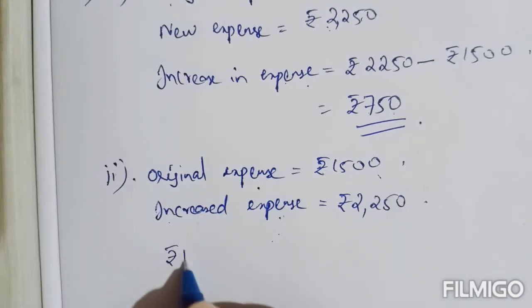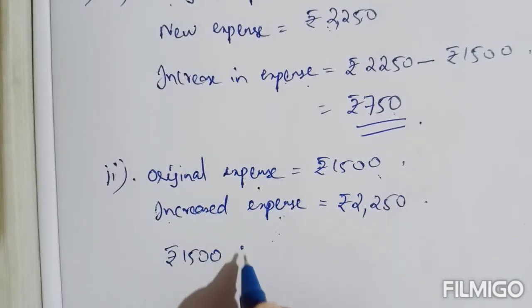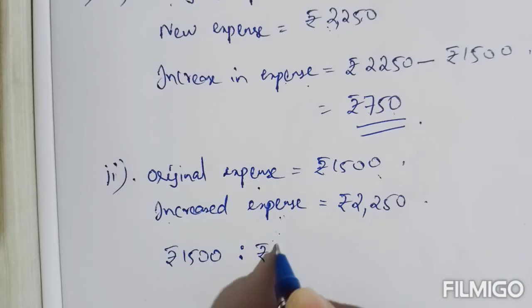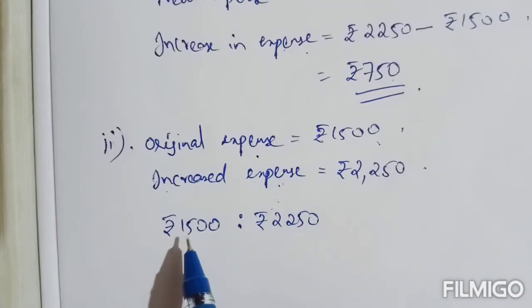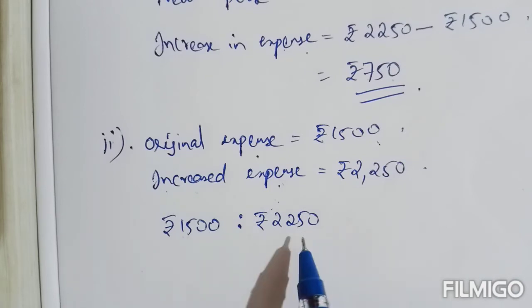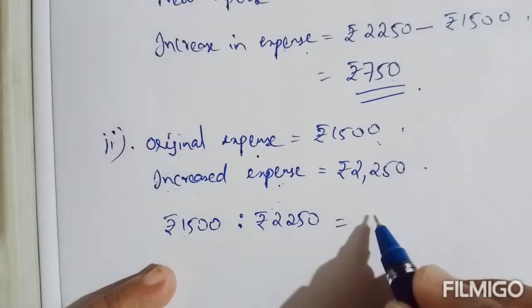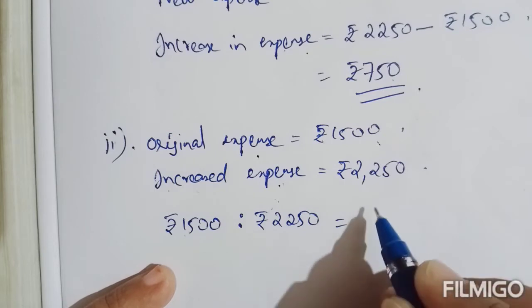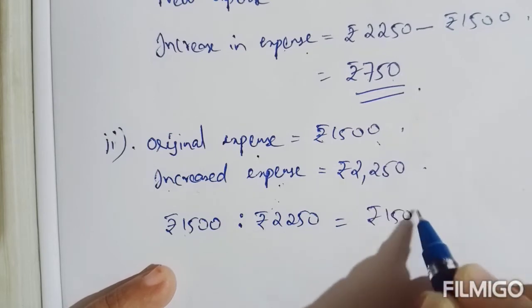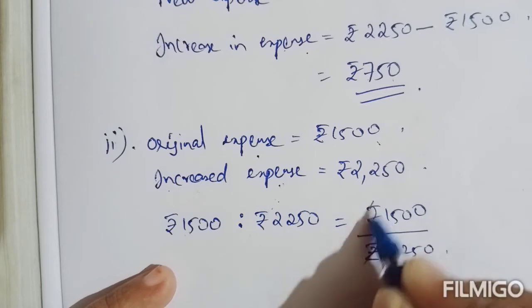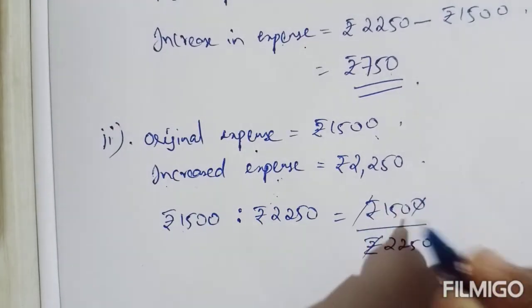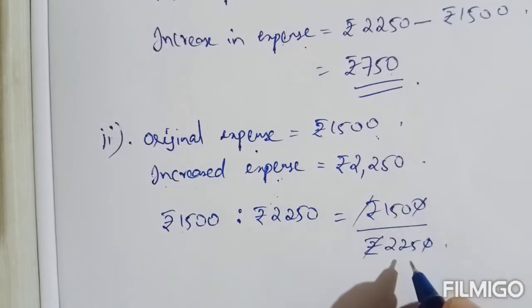So rupees 1500 is to rupees 2250. We have to find the ratio of original expense and increased expense. So A is to B, we can write it as A by B, rupees 1500 by rupees 2250. Now we can reduce this. Both will go in 25.